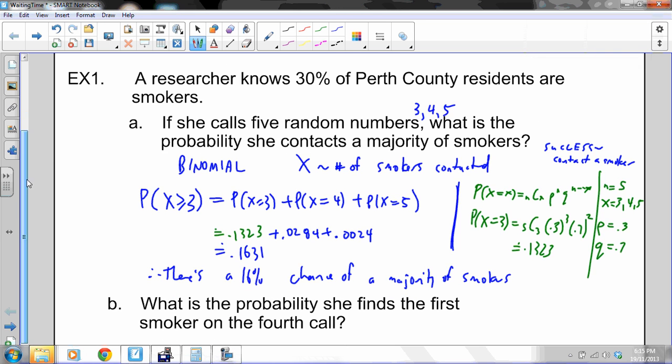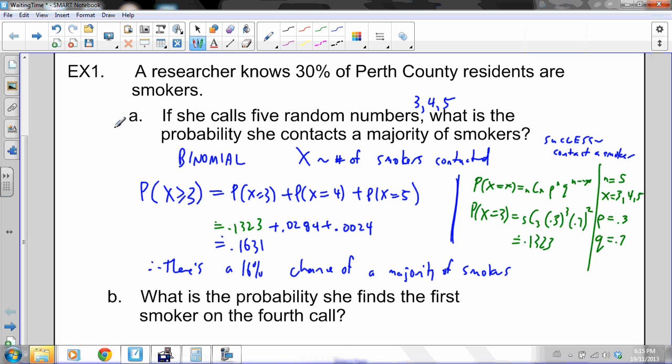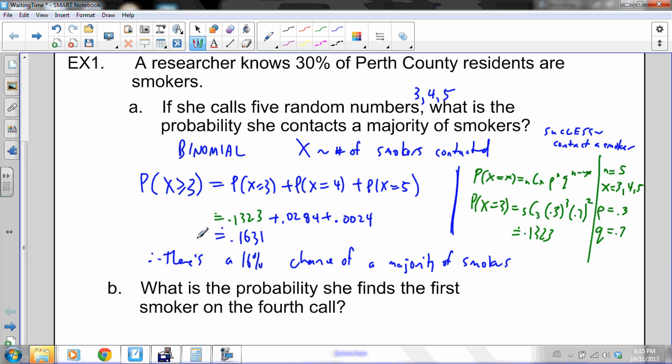So that one's basically a review of yesterday. This is a binomial question, and it's kind of a hard one from yesterday. But in part B, we see a slightly different type of question. What is the probability she finds the first smoker on the fourth call?